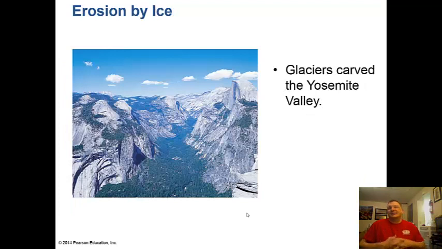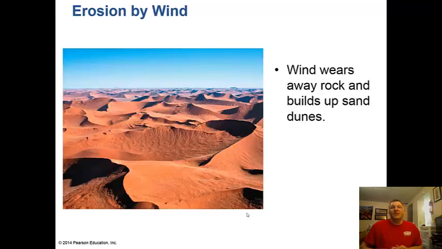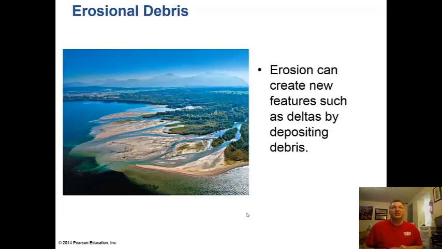By ice. The Yosemite Valley is carved out by glaciers. By wind. Wind wears away rock and builds up sand dunes in the Sahara Desert. By erosional debris. Erosion can create new features such as deltas by depositing debris, and we have this in the New Orleans area in the Mississippi Delta. As the Mississippi River flows down the United States, it deposits sand and silt in this nutrient-rich area of the Mississippi Delta.